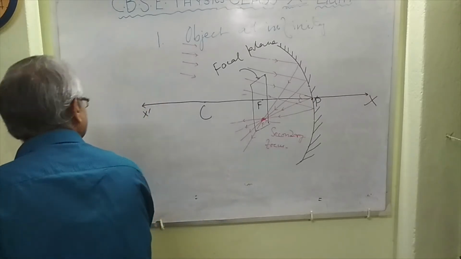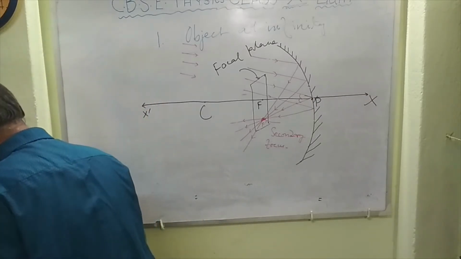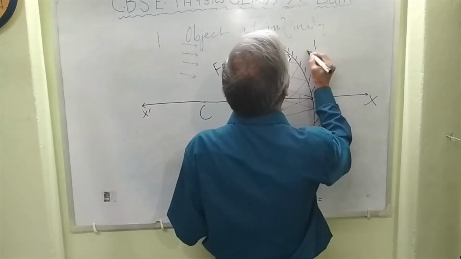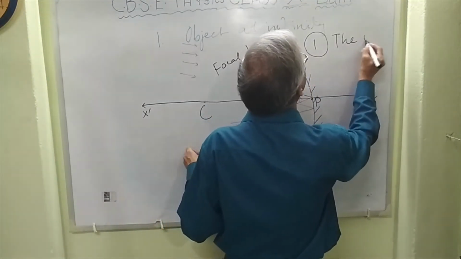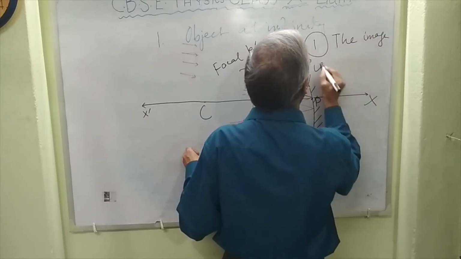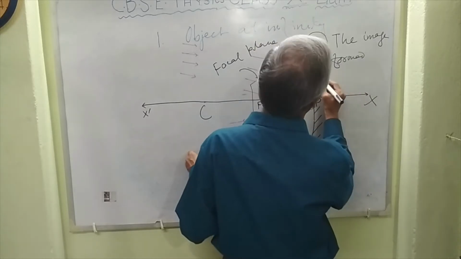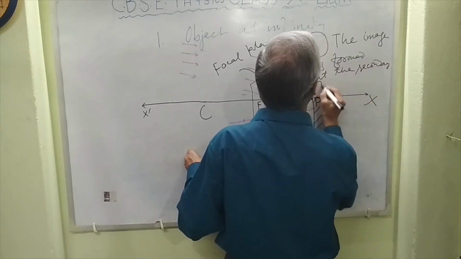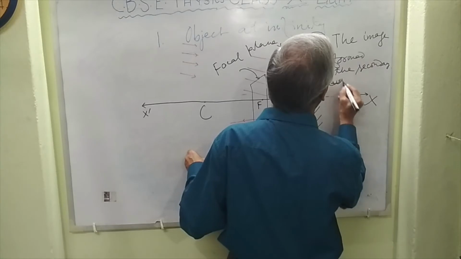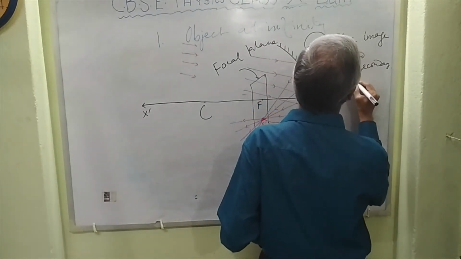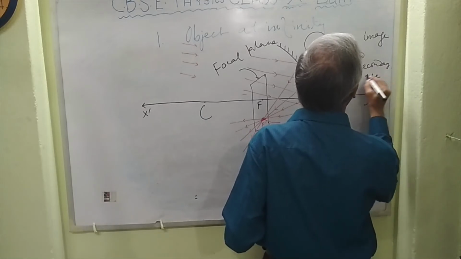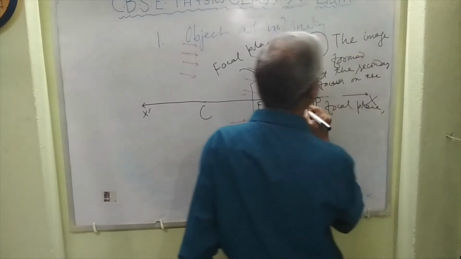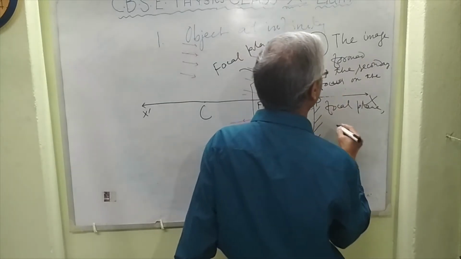Now, we write this. Number 1, the image is formed at the secondary focus on the focal plane, obviously on the focal plane.